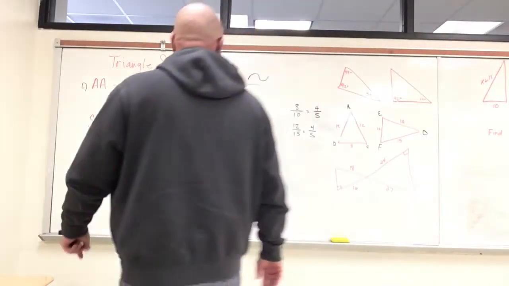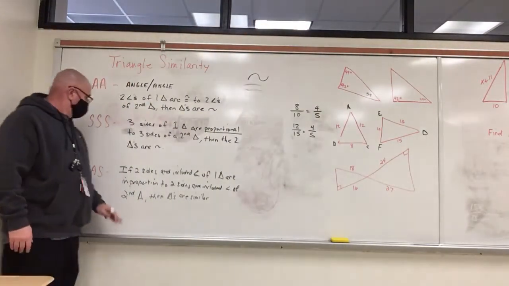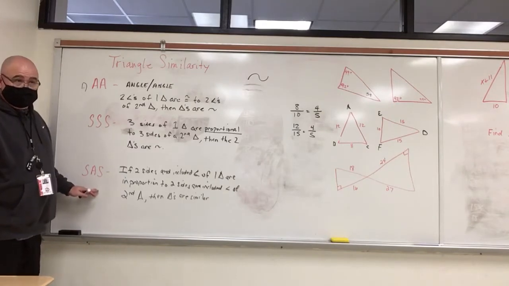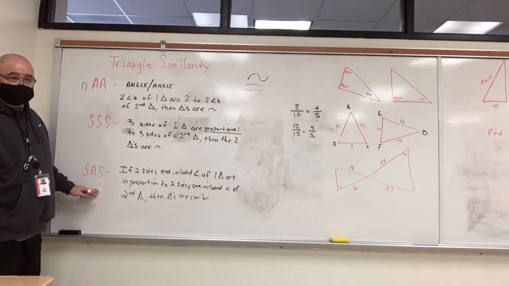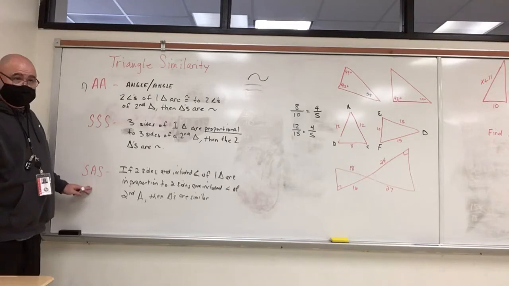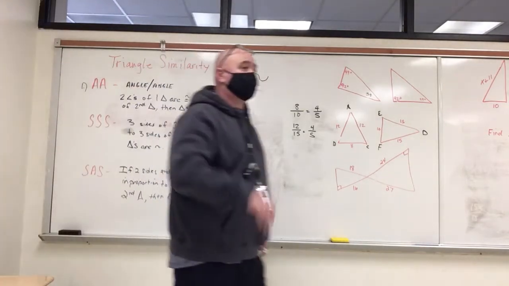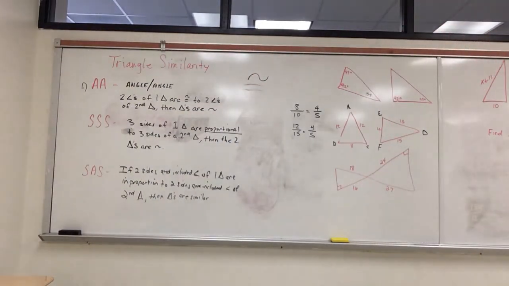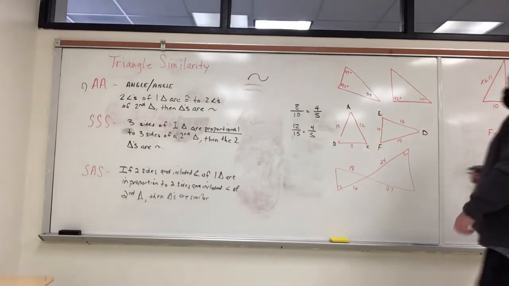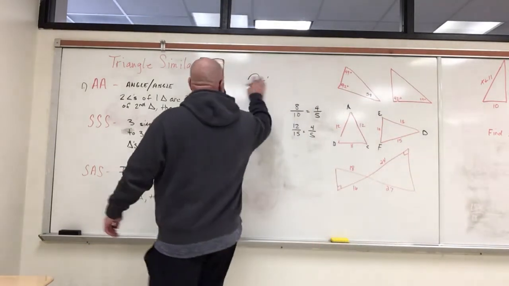All right. Last but not least, we have SAS. What did SAS stand for when we talked about congruence? Side, angle, side. And it said this when we talked about congruence: if two sides and the included angle of one triangle are congruent to the two sides and the included angle of a second triangle, then the two triangles are congruent. You need to understand where included is.